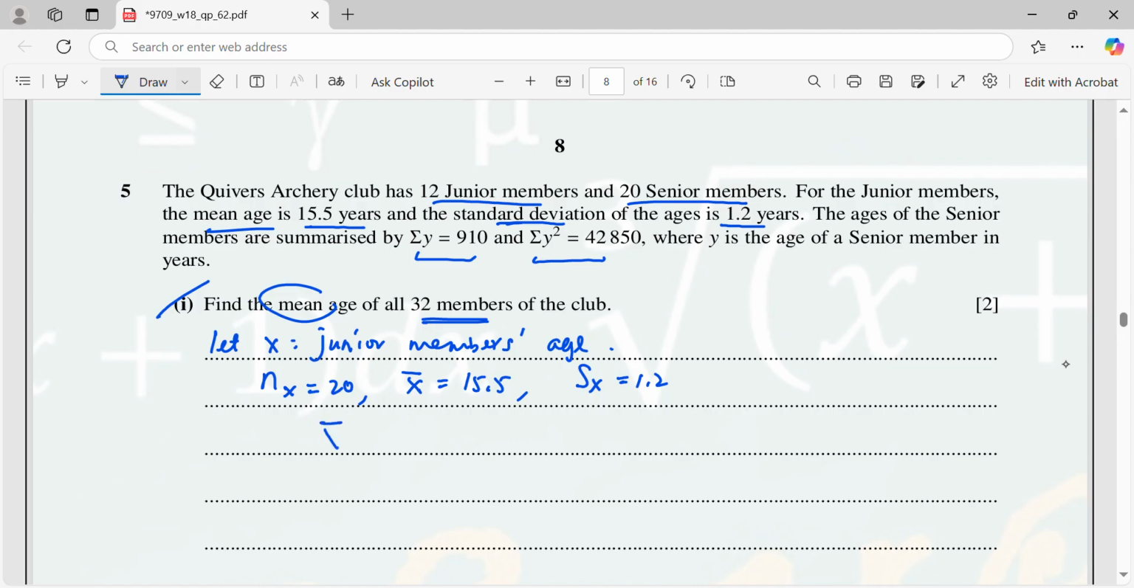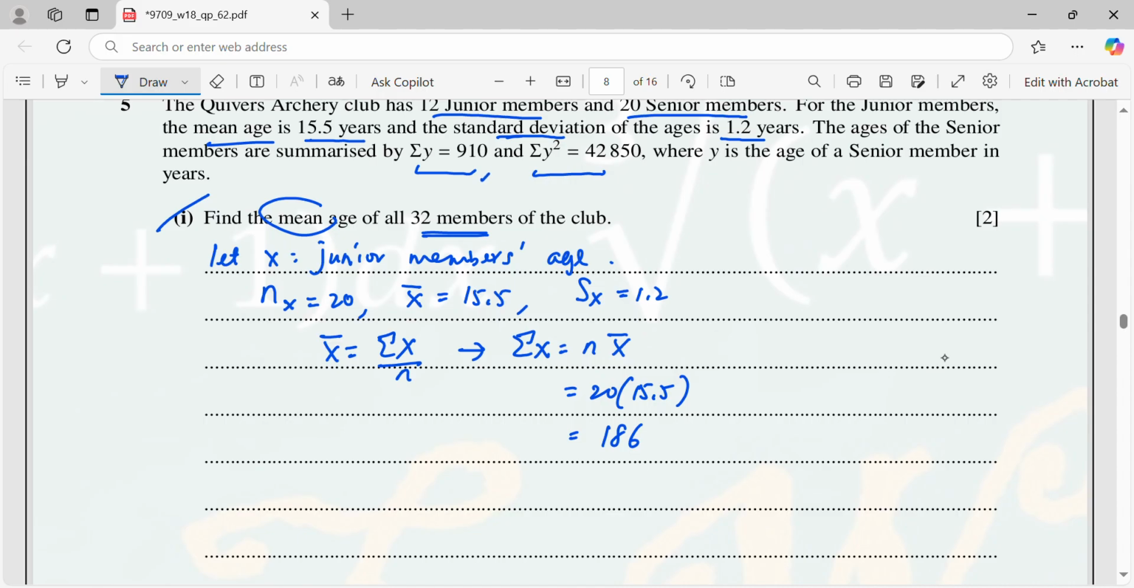So now my x bar is basically summation x over n. Okay, so from here, my summation x is n x bar. Therefore, n is 20, x bar is 15.5. And here I will be getting 186. And you are given, right, the senior is y. Therefore, summation y is 910, and then summation y squared, that is 42850.